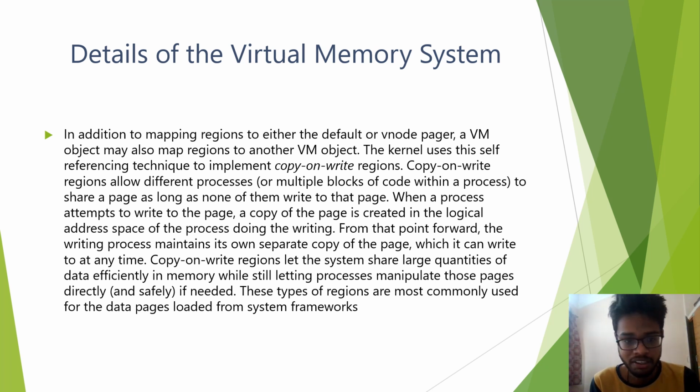From that point forward, the writing process maintains its own separate copy of the page, which it can write to at any time. Copy on write regions let the system share large quantities of data efficiently in memory while still letting the processes manipulate those pages directly if needed. These types of regions are most commonly used for data pages loaded for system frameworks.